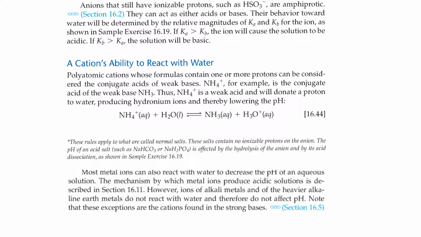The mechanism by which metal ions produce acidic solutions is described in section 16.11. However, ions of alkali metals and of heavier alkaline earth metals do not react with water and therefore do not affect pH. Note that these exceptions are cations found in strong bases.